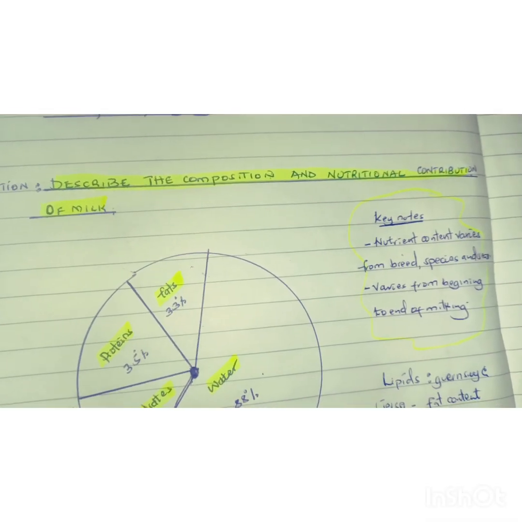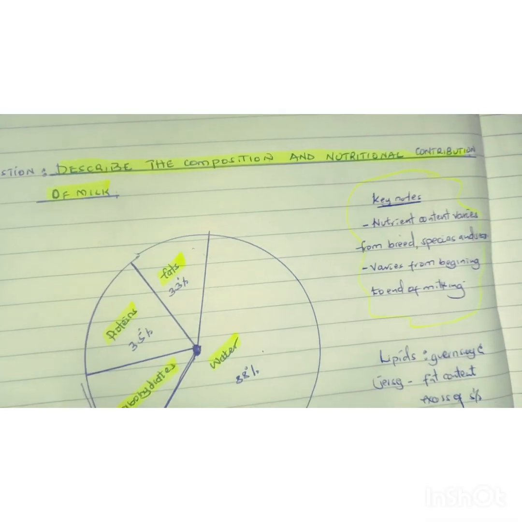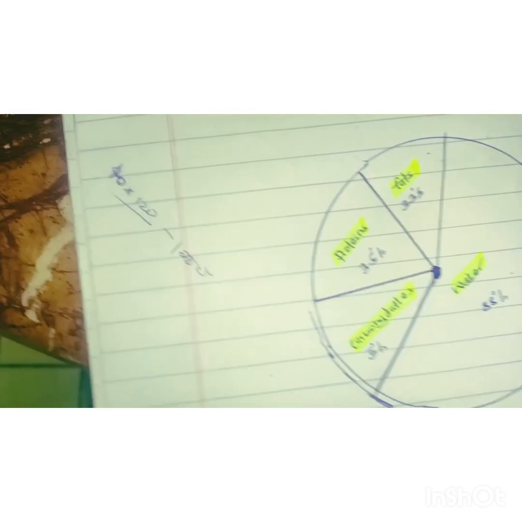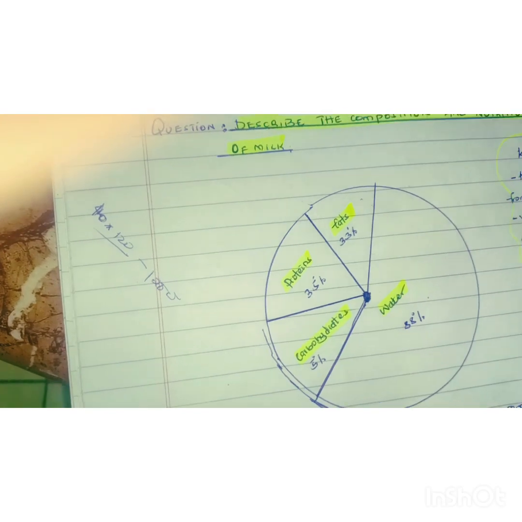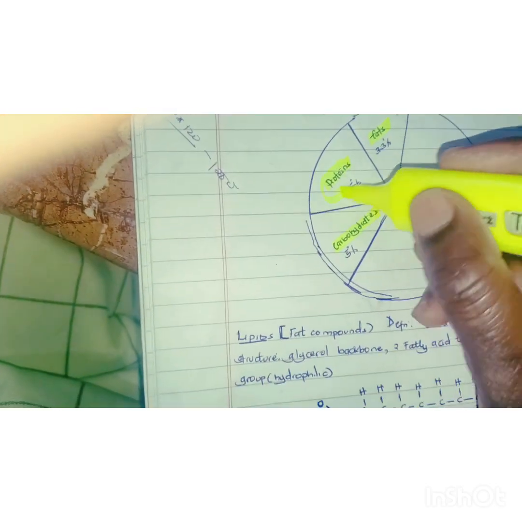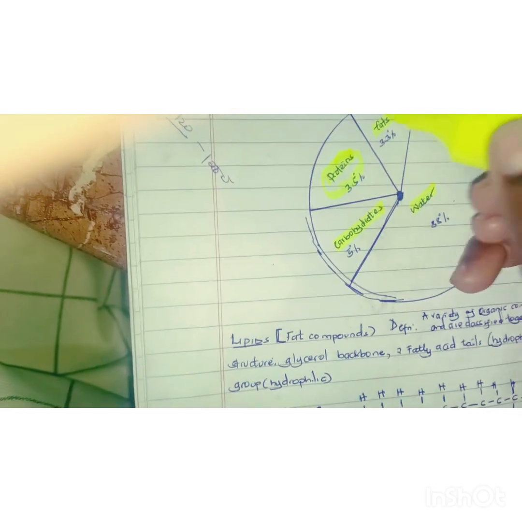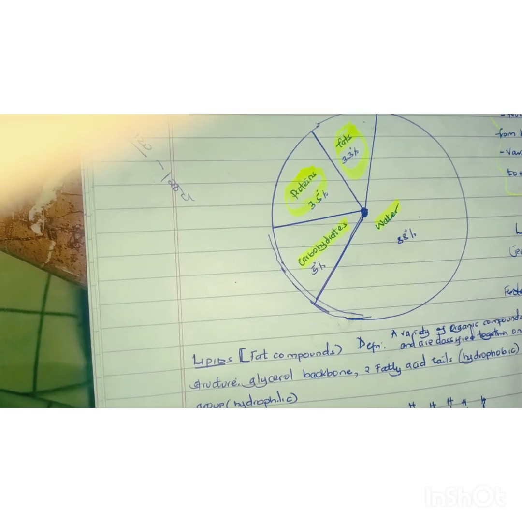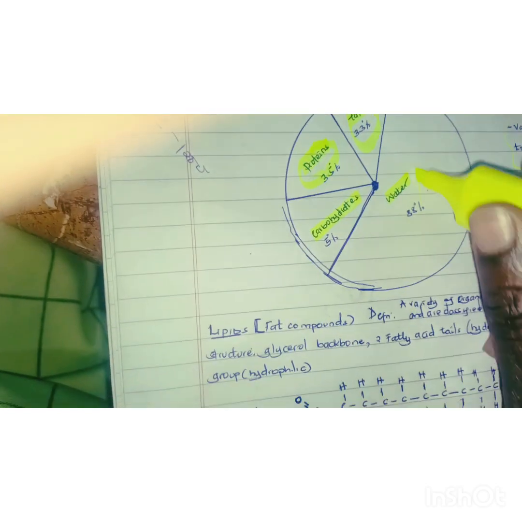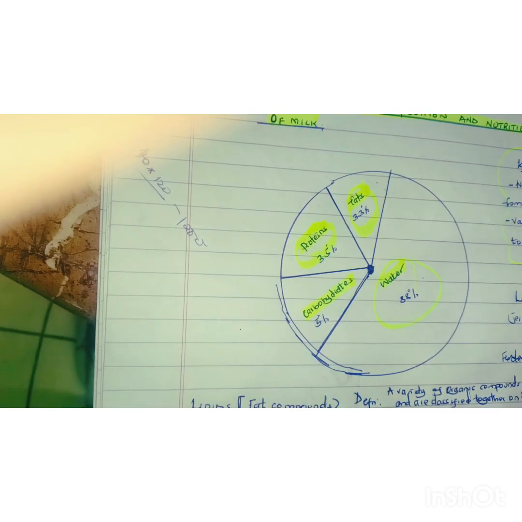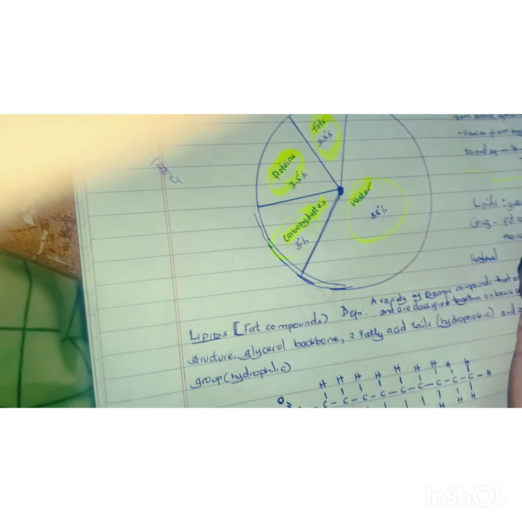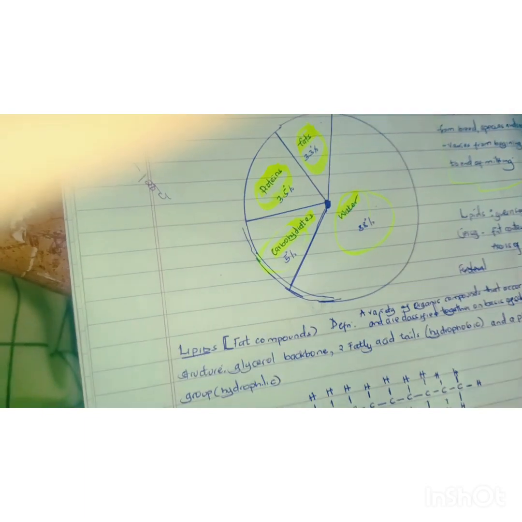Describing the composition and nutritional contribution of milk, we are going to draw a chart. As you can see in this chart, we have proteins, which are about 3.5%. We have fats, which are about 3.3%. Then we have water. Water makes the greatest component of milk, which is 88%. And then we have carbohydrates, which are about 5%.